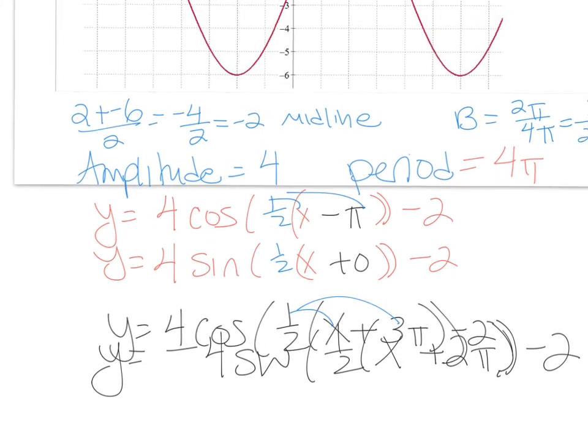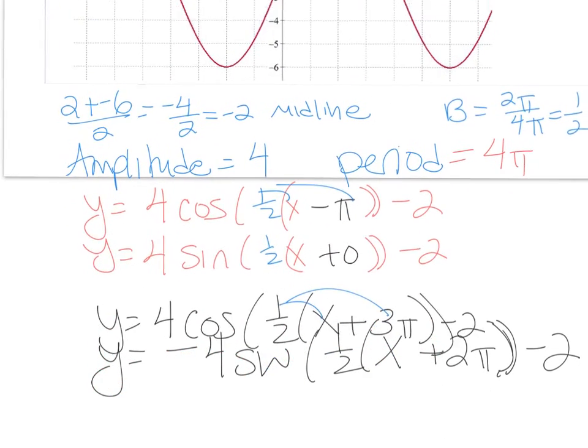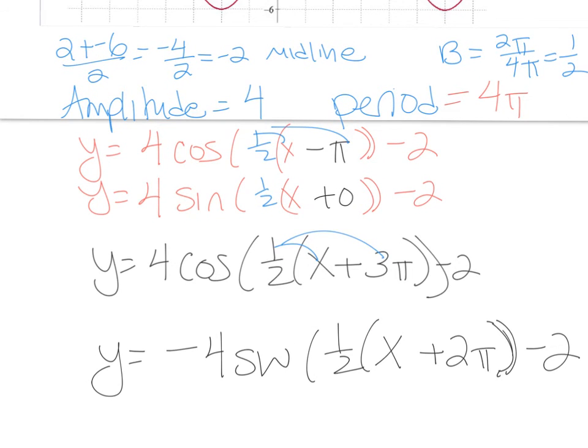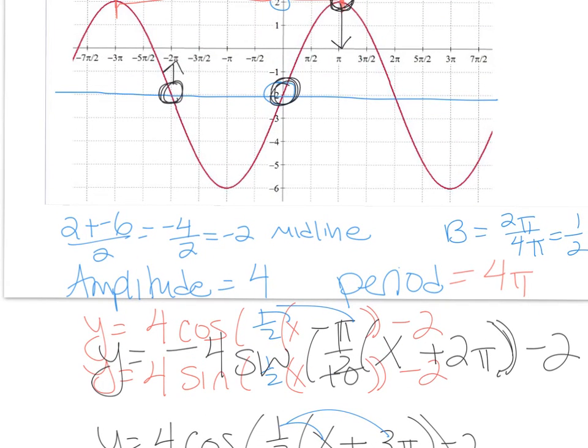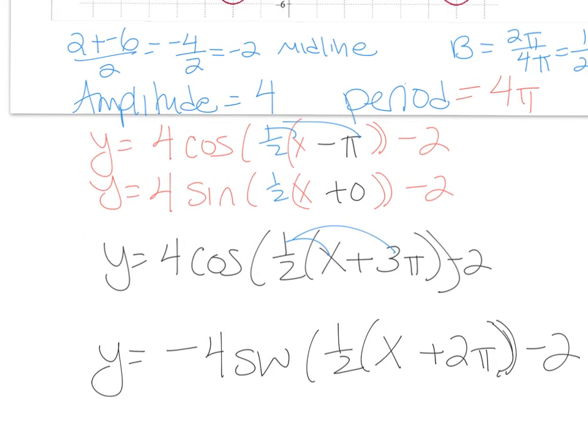Or I also could have gone, if I look on the graph, ooh, that's getting messy now. Sorry, I could have gone to the right 2 pi and then had a minus there for the right 2 pi.